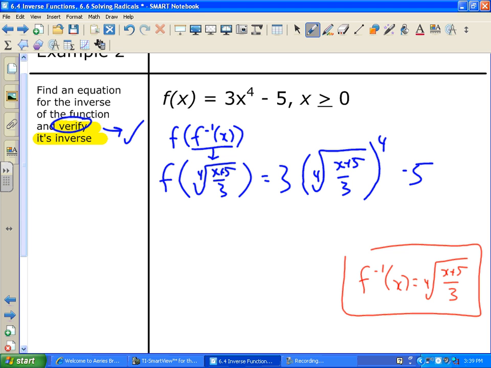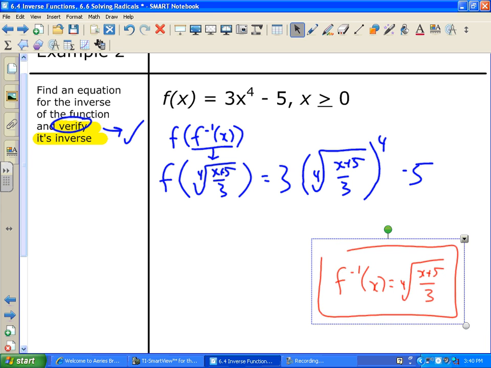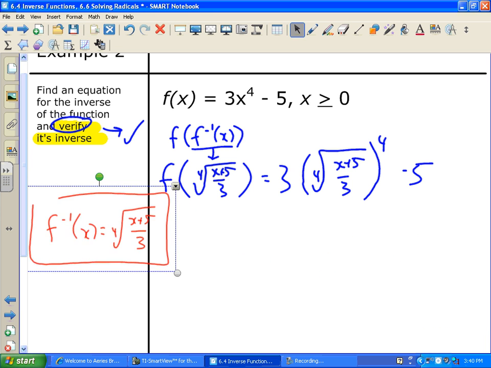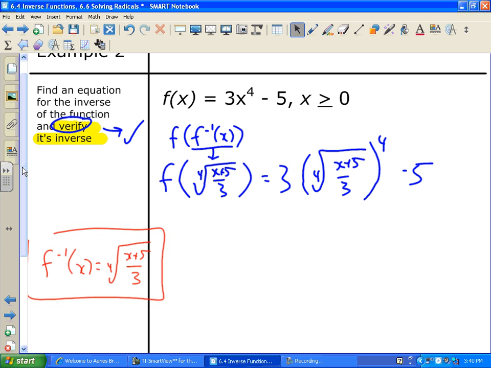Mr. Wood, that looks really ugly. I don't want to do that. It's not that hard of a problem. Let's see if I can move this. Can I move that? I'll move that over here. I'm going to keep working over here on the right-hand side. And I'm going to simplify this. I've got the fourth root of x plus 5 over 3 to the fourth power.